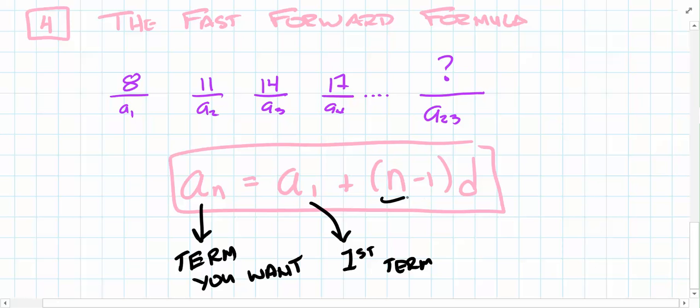The n minus 1 means that, let's say I want the 10th term, then n minus 1 would have to be 9. If I want the 50th term, then n minus 1 would be 49. So number of terms minus 1. And then d, of course, is your difference. So this only works for arithmetic sequences.